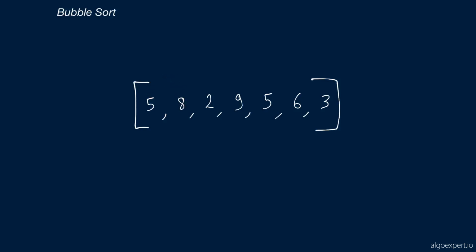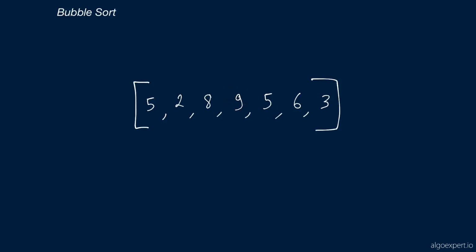Okay, now we move on to the second point, which is now 8, and we compare 8 and 2. Is 8 less than or equal to 2? Are they in the correct order? No, they're not, so we swap them. So we're going to erase them, we're going to put 2 here and 8 here. Now we compare 8 to 9. Is 8 less than or equal to 9? Yes. So 8 and 9 are in the correct order. So we leave them as they are, and we move on to 9.